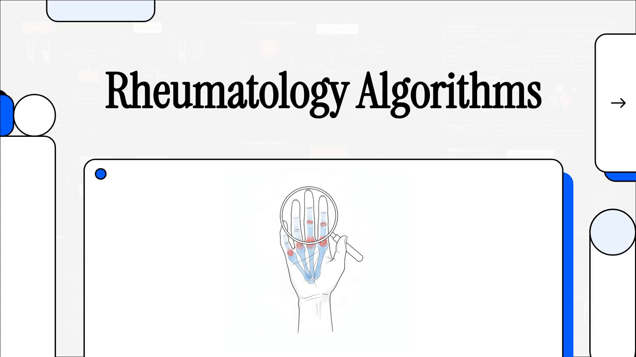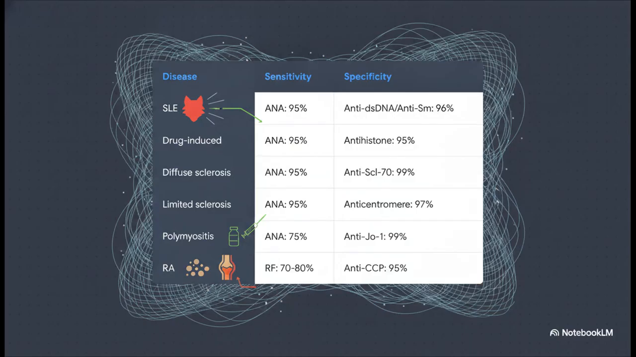Let's jump straight into the test day decision logic for connective tissue diseases, starting with the master autoantibody rules. Okay, this maps out exactly how you beat the sensitivity versus specificity trap on Step 2 CK. You're going to use ANA as your sensitive screen. It casts a huge net, right?